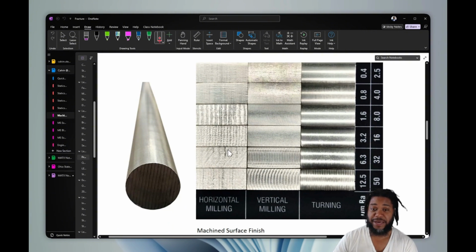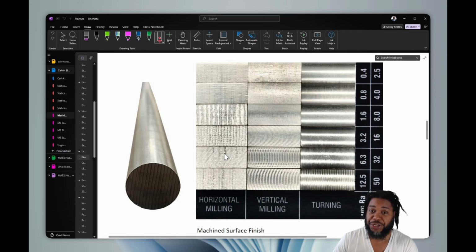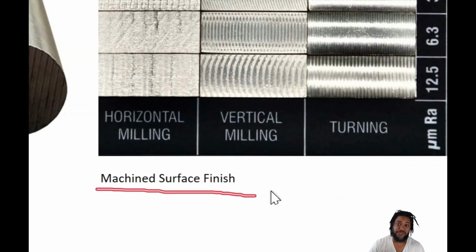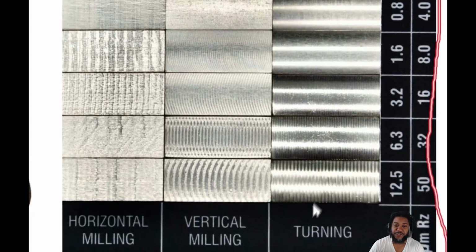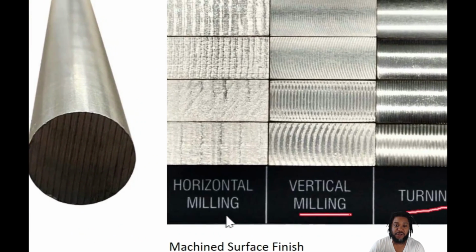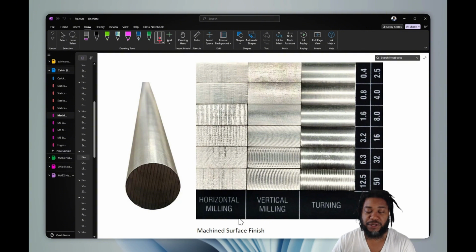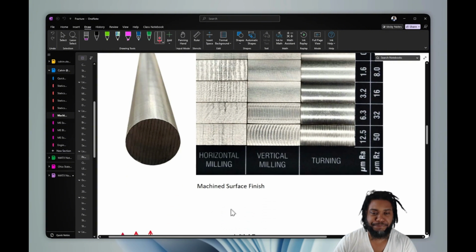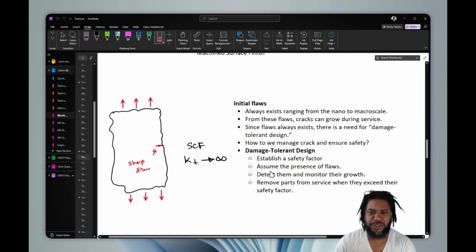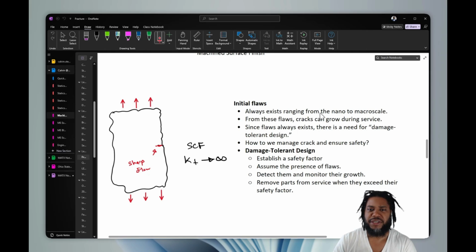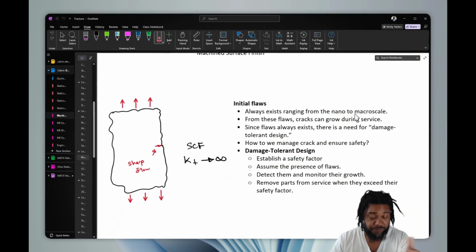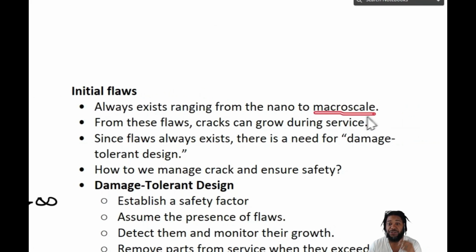And then if we do have a part and we machine it or try to polish it, we're still left with machining tool marks of different levels of surface roughness based on the method used to machine a part. So an initial flaw or a defect isn't just something that we can maybe see with our naked eye on a macro scale, but it can be very small defects in the surface that cracks initiate from. Now, initial flaws always exist and they range from the nanoscale, from very, very small scale to the macro scale, what we can see with our eyes.